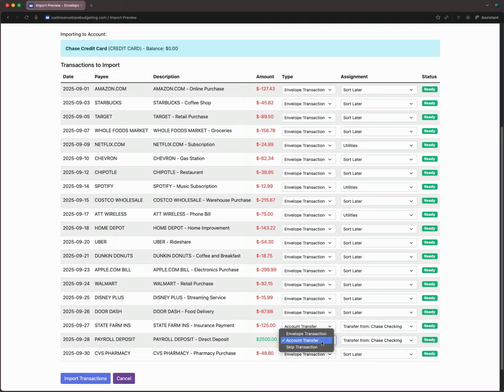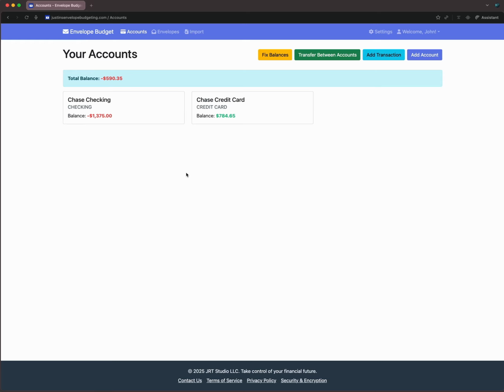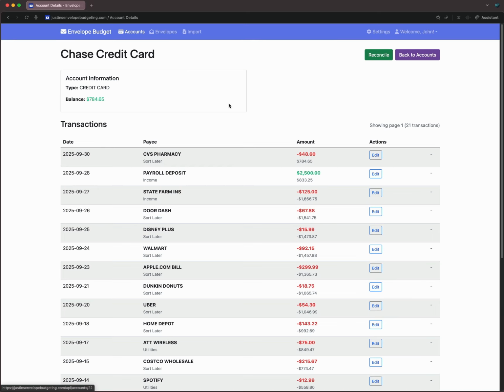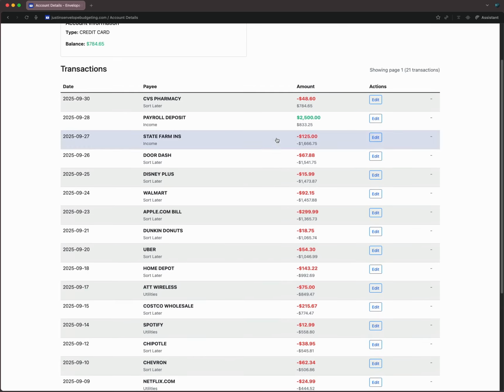Well, we're going to say this was an account transfer and it came from Chase checking. You know, probably not realistic, but just so we can see one of these happen. So we're going to hit import transactions, and now the first thing we can see is if we go to our Chase credit card account, we can see all of these transactions that we've imported.